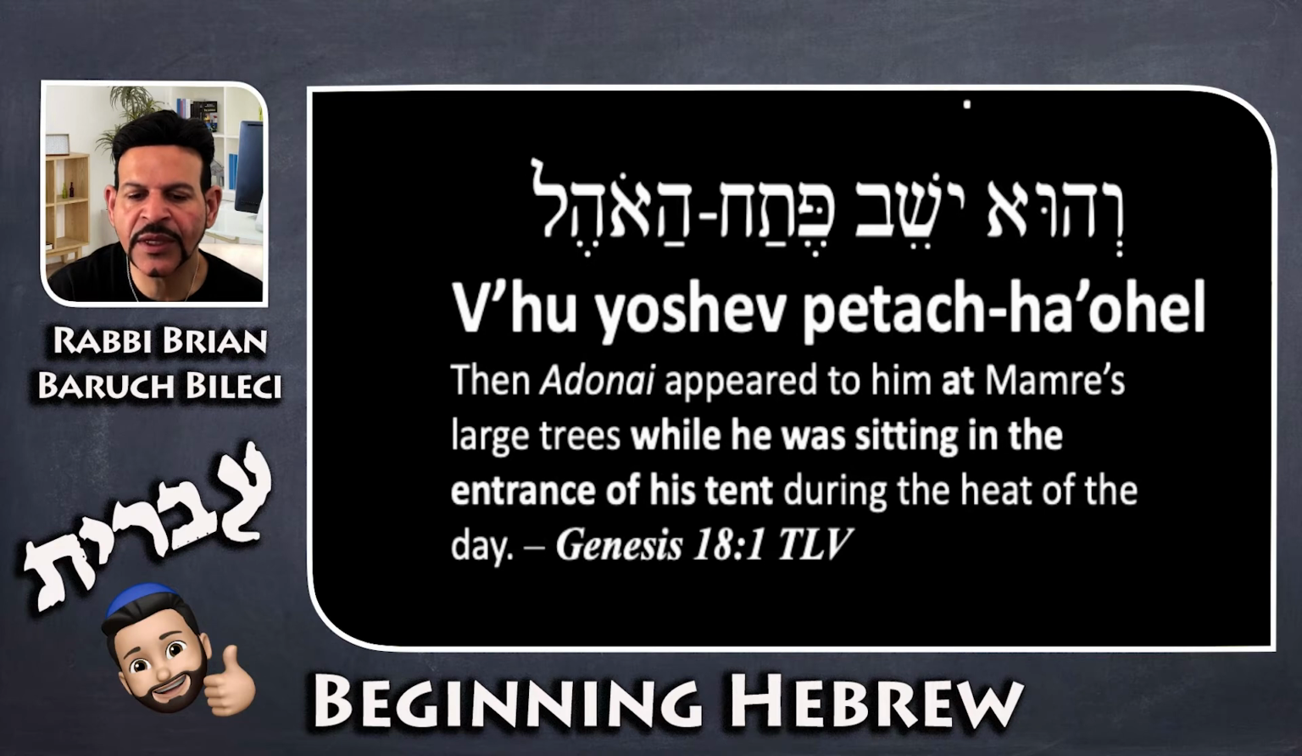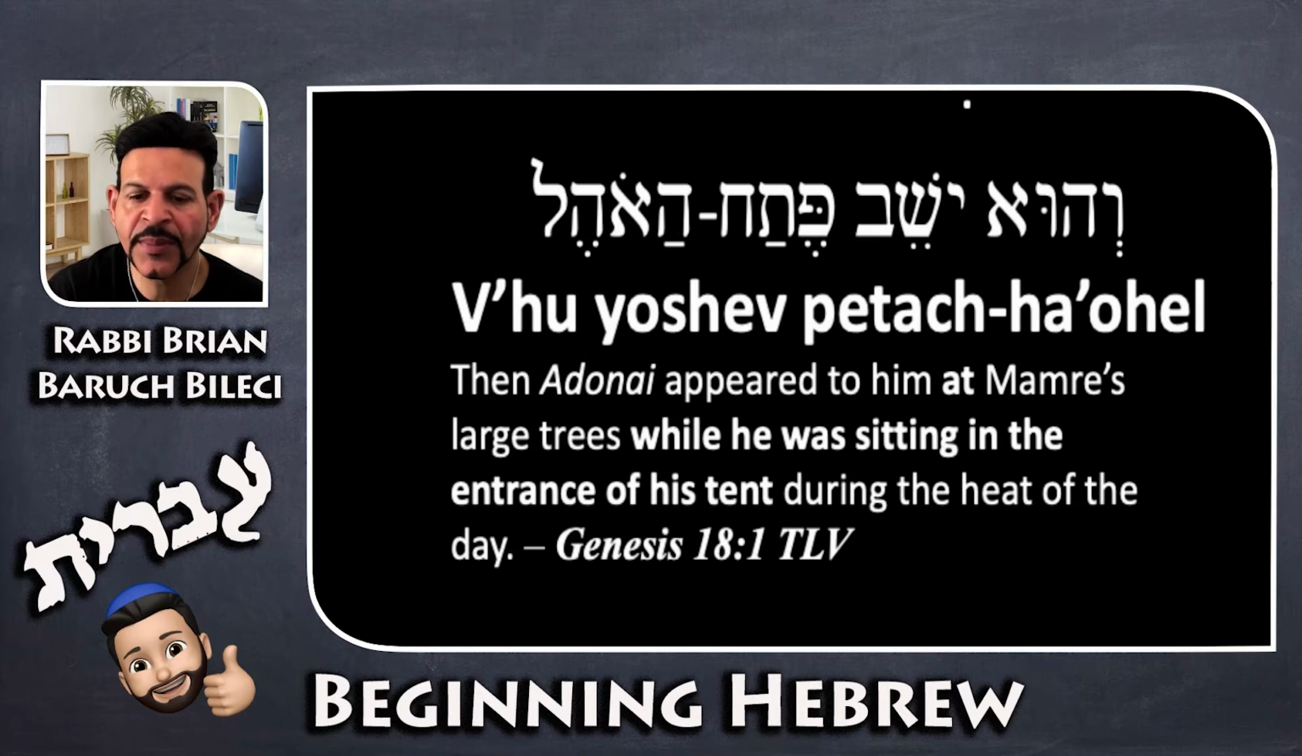And literally, this is the part of the verse here in verse 1 that says, while he was sitting in the entrance of his tent. Vehu, and he was sitting, or he sat. Vehu Yoshev. Yoshev means to sit. It's actually similar to the root we have for Shabbat. It means to sit or to rest. So he was sitting or resting in the doorway of his tent.